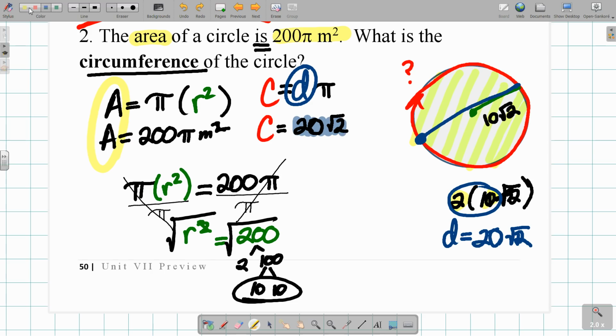Your complete answer, you have pi. You check for units, that's going to be 1 dimension, meters, not meters squared. Circumference is only 1 dimension. So your complete answer for the circumference is 20 root 2 pi meters.